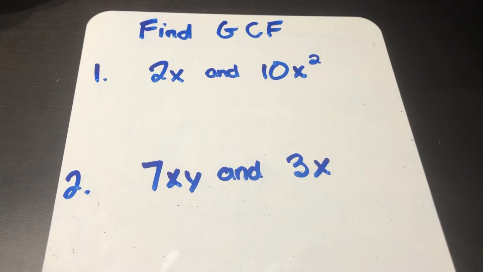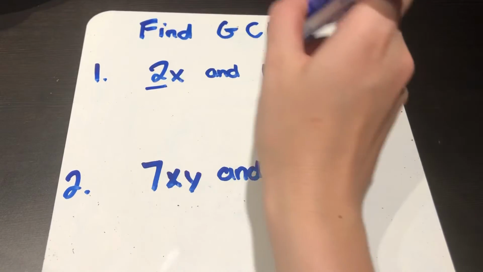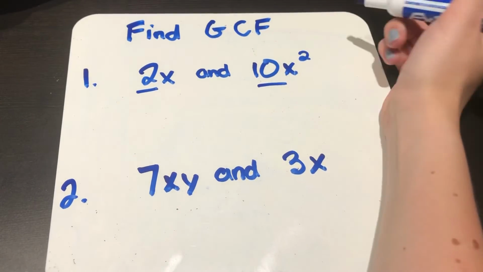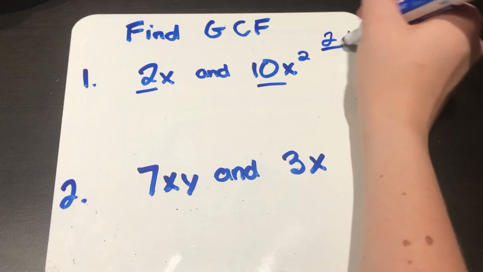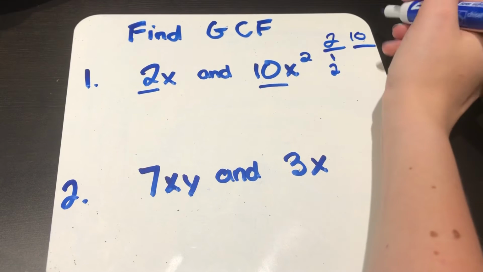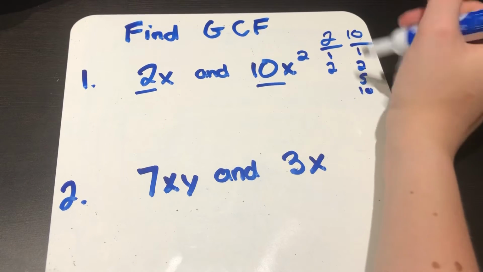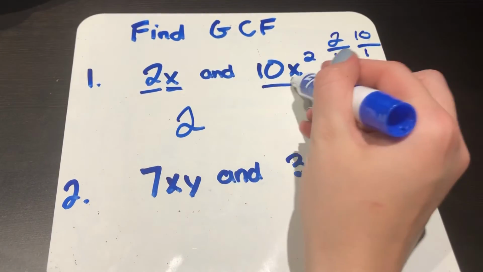All right, we're still finding the GCF, but now we have letters in the mix. So first, you just want to look at what the GCF of 2 and 10 is. You should be pretty good with GCF, I'm assuming, because I know you did it in middle school. So for 2, we got 1 and 2. For 10, we got 1, 2, 5, and 10. The number they have in common is 2, so I'm going to put a 2.